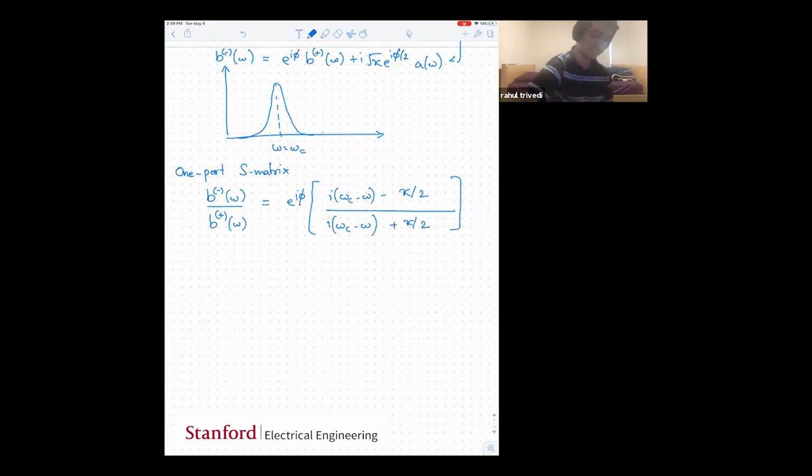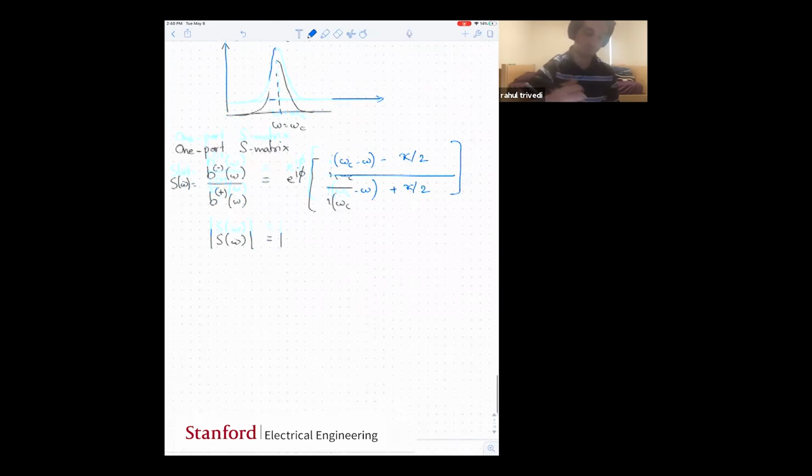Now, surprisingly, you'll see that this scattering matrix has magnitude equal to 1. Or maybe not surprisingly. Why is this not surprising? Because it's a one-port system. If it's a one-port system that conserves energy, the scattering matrix has to have magnitude equal to 1. There's no way you can have a magnitude different from 1. So the scattering matrix always has magnitude equal to 1.